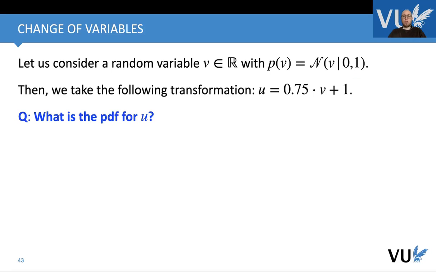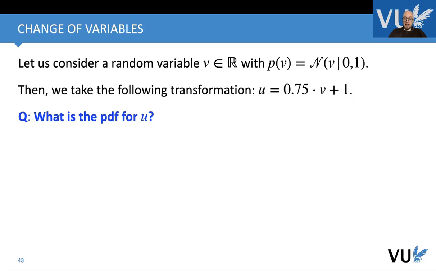And now let's say that we transform this random variable: we multiply it by 0.75 and we add 1. It is not an image, it's just one single random variable, but you will see that there is a very interesting rule behind how to calculate the distribution for that. For instance, the question is, what is the PDF, the probability distribution function, for u, this new random variable?